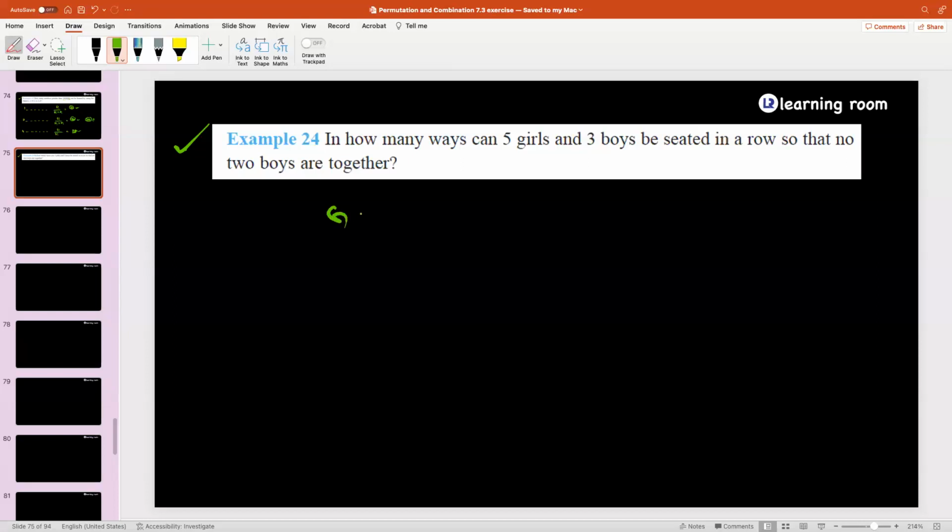So they told you need to make them sit in a row. So 5 girls. Leave the blank spaces here, and you can leave the blank spaces on the other side also. So how many blank spaces do you have? 1, 2, 3, 4, 5, 6. Right.